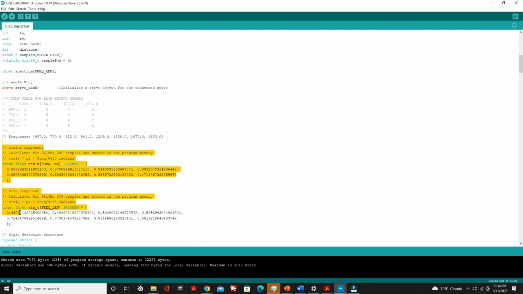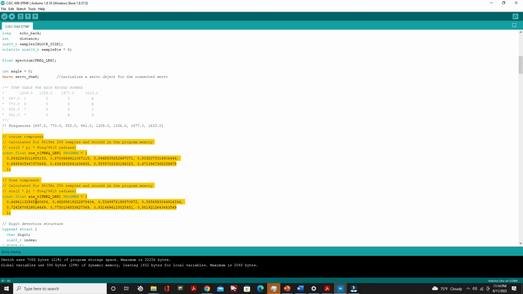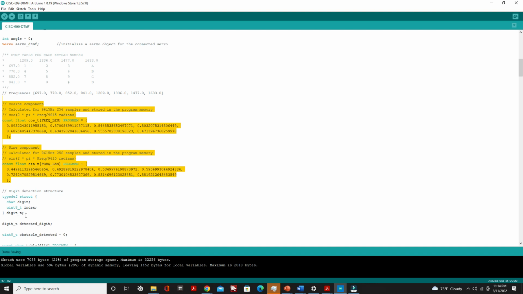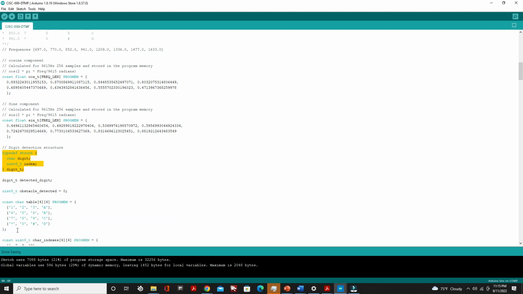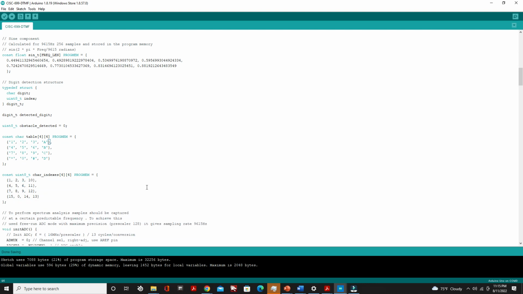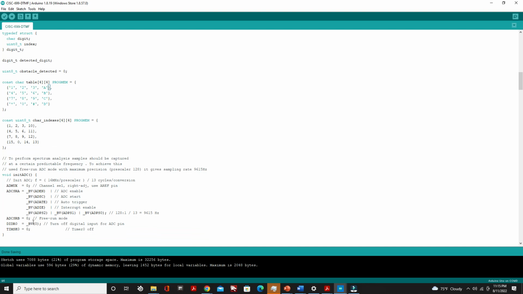I'll explain this cosine and sine component when I go through the main Goertzel algorithm code. This is the structure I have created to store the detected digit. And this is the actual table which I'm going to map to the actual keypad numbers, which I'm going to decode using the Goertzel algorithm.